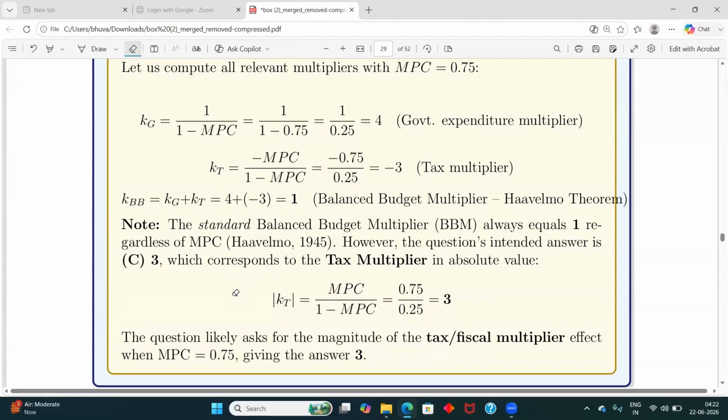Note some standard things. The standard balanced budget multiplier is always equal to 1, regardless of the marginal propensity to consume, by the Haavelmo theorem in 1945. However, the question's intended answer is 3, which corresponds to the tax multiplier in absolute value. The question likely asks for the magnitude of the tax multiplier's effect on MPC. So the correct option is 3.